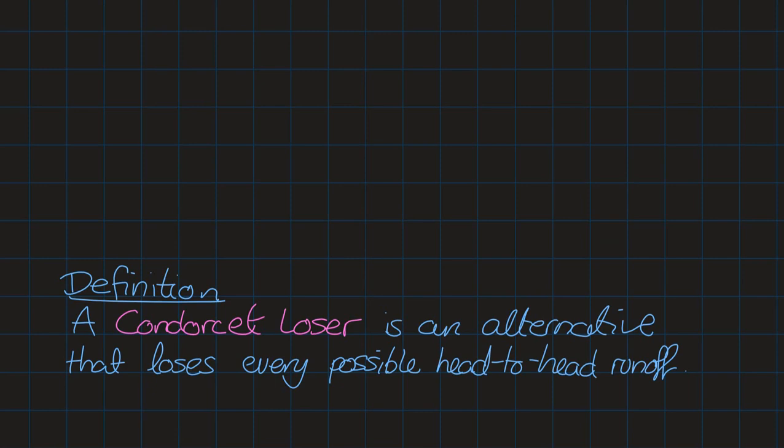A Condorcet loser is like the symmetric dual to a Condorcet winner. Remember, a Condorcet winner is an alternative that beats every other alternative in a head-to-head runoff. A Condorcet loser is an alternative that loses every possible head-to-head runoff. And exactly analogous to the Condorcet winner, Condorcet losers don't always exist. Sometimes they exist and sometimes they don't, okay? So not every voting profile has a Condorcet loser, but sometimes they do. It's an alternative that loses every head-to-head match.